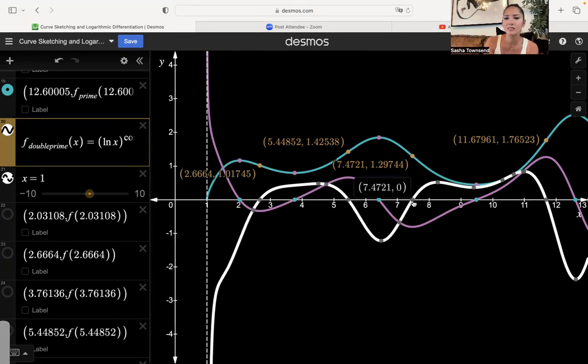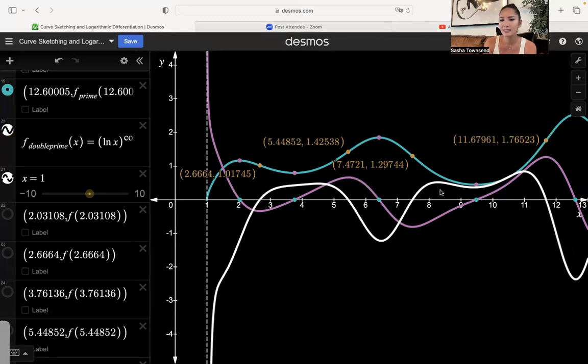It's at 7.4721. That corresponds to a point of inflection of the original function. That's good. It also corresponds to a relative minimum of the original function or the first derivative. That's good. The second derivative changes from negative to positive at that x value. So the original graph goes from concave downward to concave upward, which is what we see. We also see that the first derivative goes from decreasing to increasing, so that's consistent.